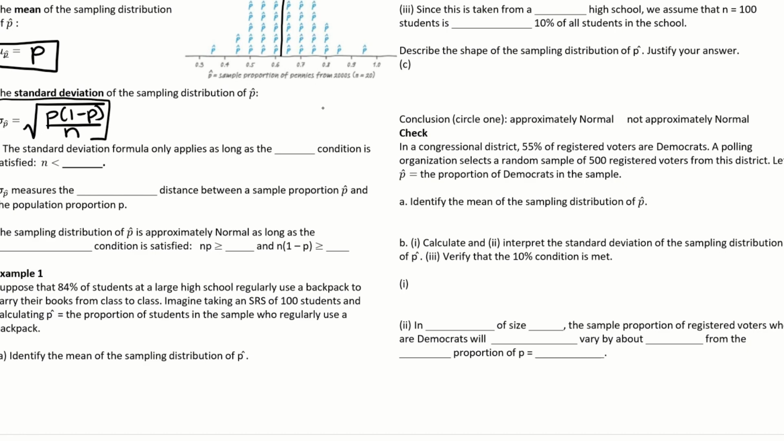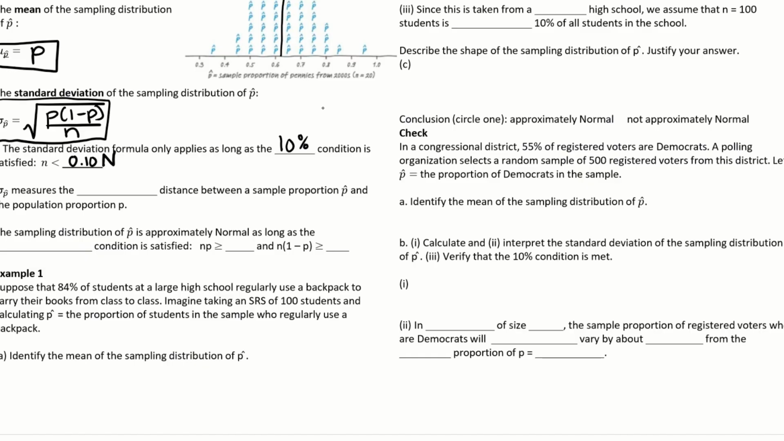You have to be careful, because this formula is only applicable as long as the 10% condition is satisfied. The 10% condition says that the sample size I take has to be less than 10% of the population, so n is less than 0.10 times the population size, big N. As long as it's less than 10% of the population, I can go ahead and use this formula. If it's not, then this formula is going to fall short. It's going to be smaller than the true value.